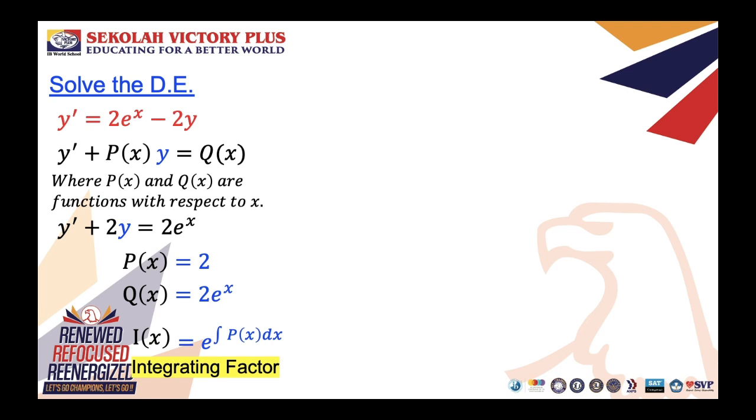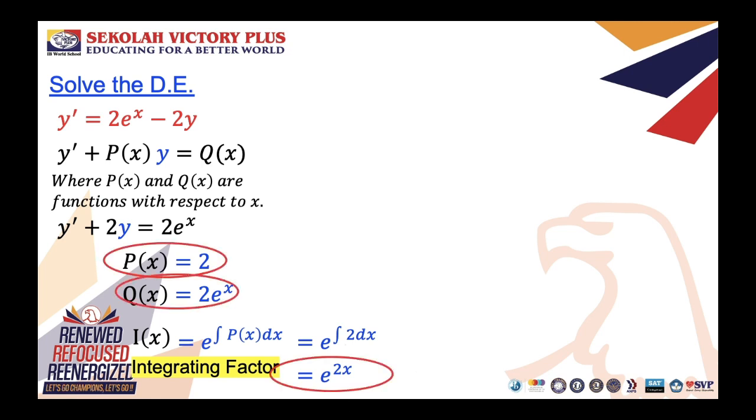So if we try to substitute, e raised to the power of integral of your p of x, which is 2, with respect to dx. So see, it's 2 with respect to dx. There's no plus sign in between them. So we can now proceed at integrating this. This becomes e raised to the power of 2x. This is now your integrating factor. And these three things are the things that we need to know.